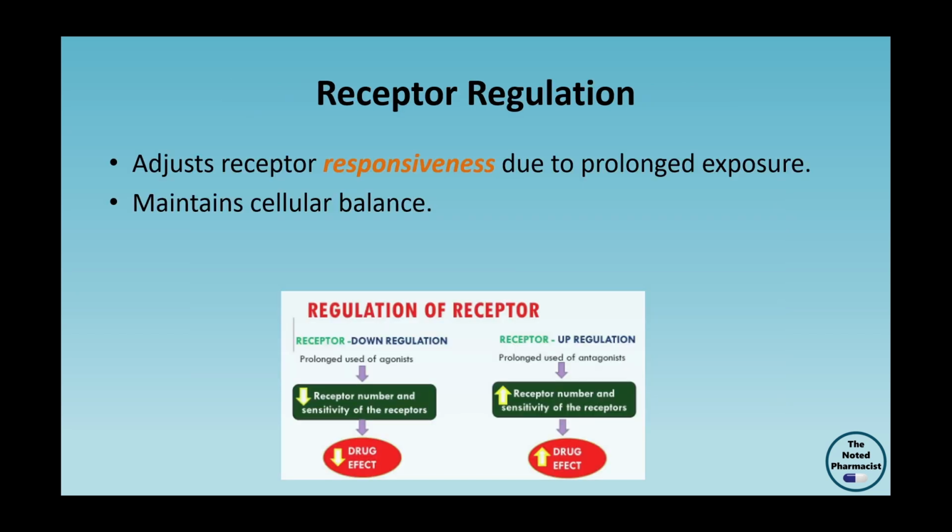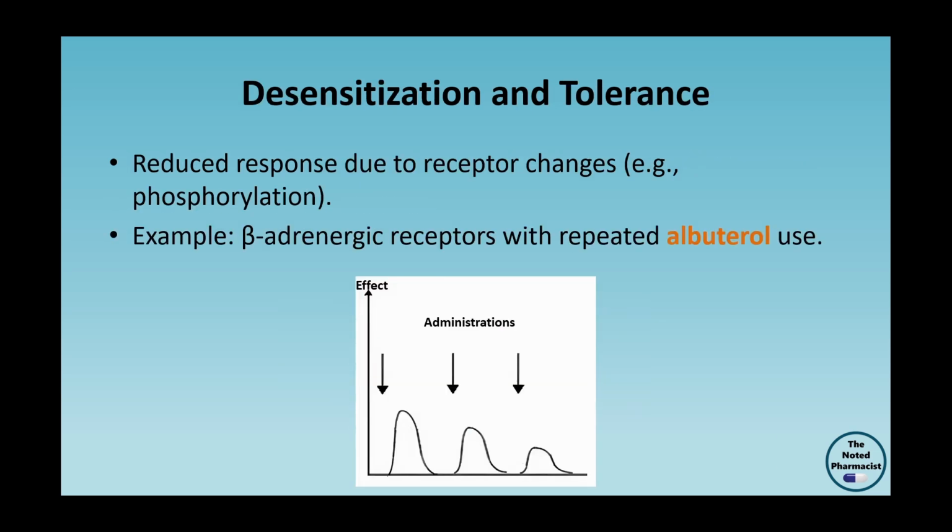Receptor regulation in pharmacodynamics refers to how receptor availability or responsiveness adjusts in response to prolonged drug exposure, maintaining cellular homeostasis. Receptor adaptation, or desensitization, is a process where receptor responsiveness to a drug decreases over time despite constant exposure. This can result from receptor phosphorylation, internalization, or degradation. For example, beta-adrenergic receptors undergo desensitization with prolonged agonist exposure, such as with albuterol in asthma management.